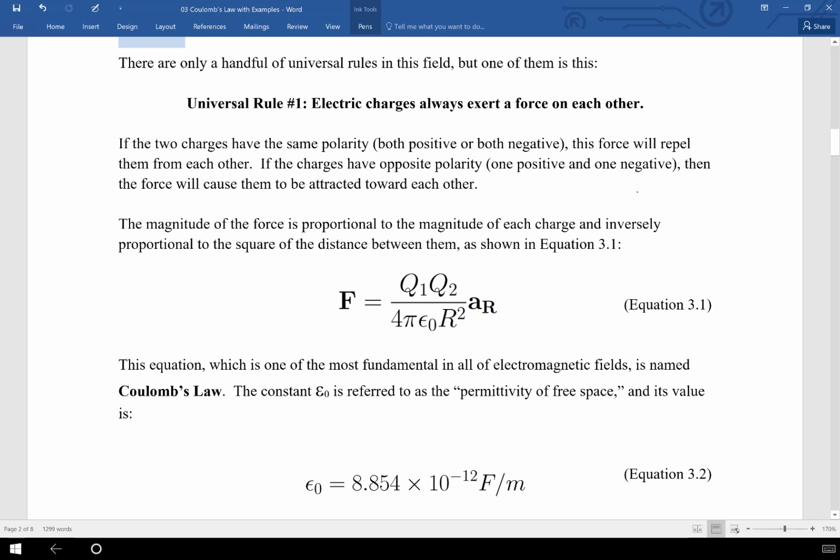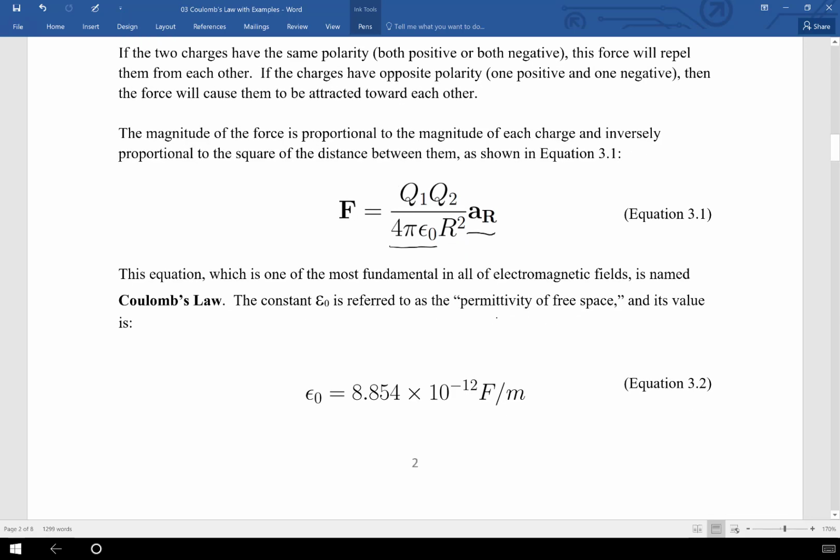shown here in this first equation. You can see that there are two charges, Q1 and Q2. There's the distance between them, r squared. There's this constant 4 pi epsilon 0, and we'll talk about why the 4 pi is separated out a little bit later, not today. And then we have the unit vector a sub r, which determines the direction that force is taking place. Now, this constant epsilon 0 is referred to as the permittivity of free space, and it has a value of 8.854 times 10 to the minus 12 farads per meter.